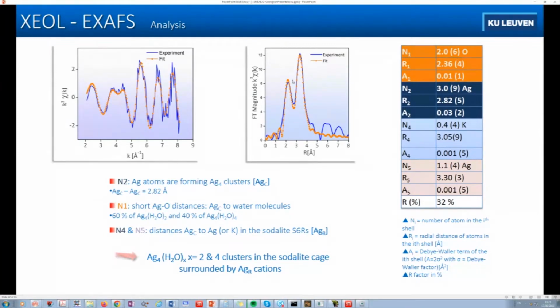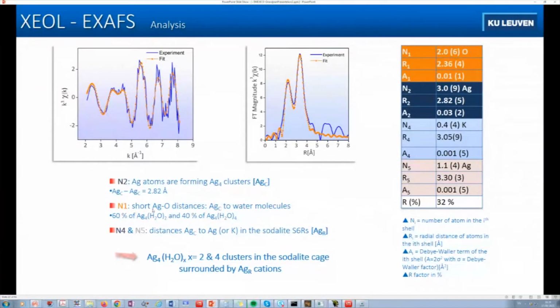The first shell, the first peak here, is oxygen, with the distance. The second peak is this one, is 3 silver, at 282. And then you have potassium at longer distance here. And then this is the agreement factor. And of course, this is all you get, so from this you need to rebuild the structure. And N2 obviously gives you, if you have 3 silver, it means it's forming an Ag4 cluster. And the distance is there.